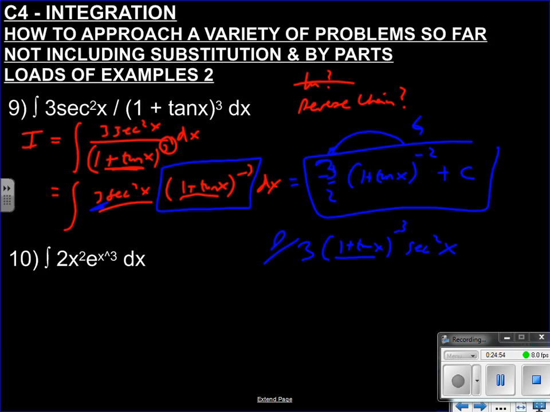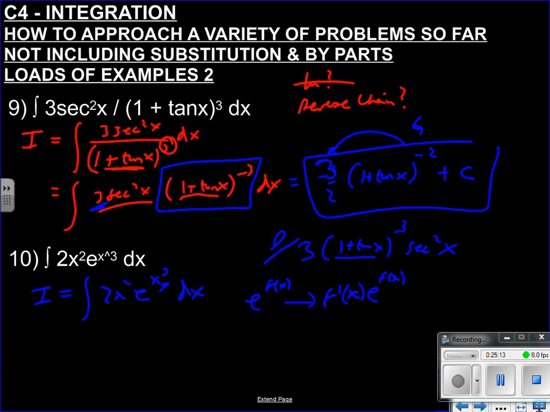Number 10, this time 2x squared e to the x cubed. Whoa, looks like a beast, doesn't it? We've got an e to a function, so immediately, e to the function. Well, what does e to the function differentiate to? Well, that's f dash of x e to the f of x.